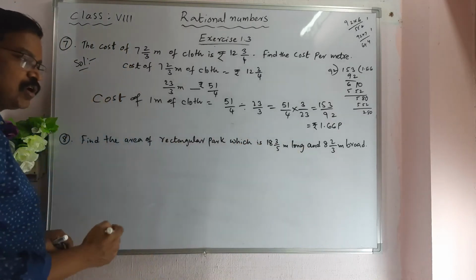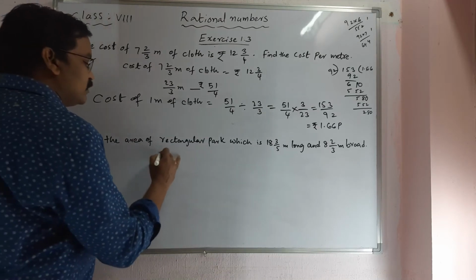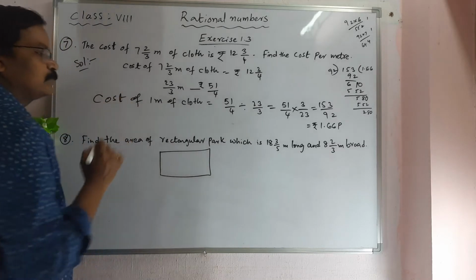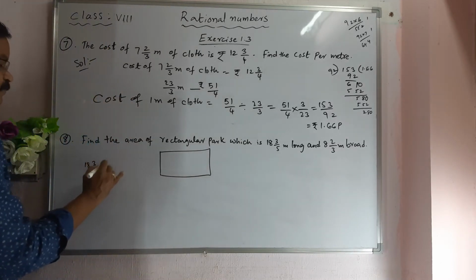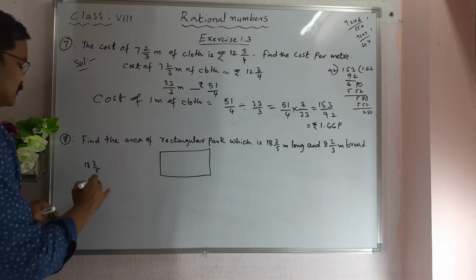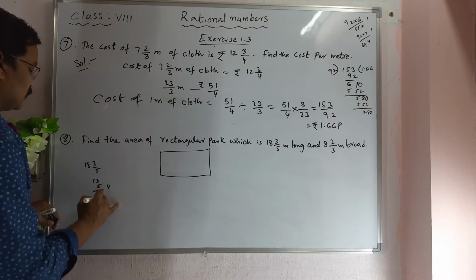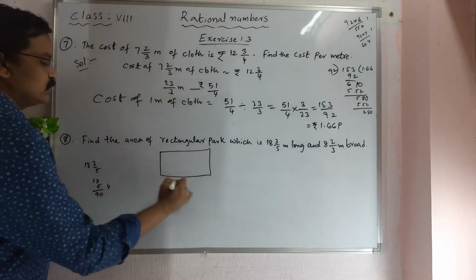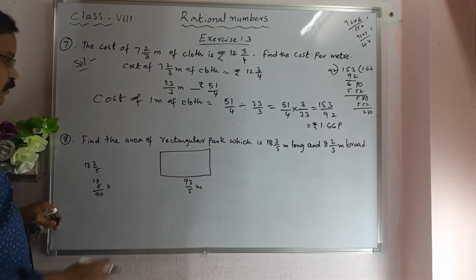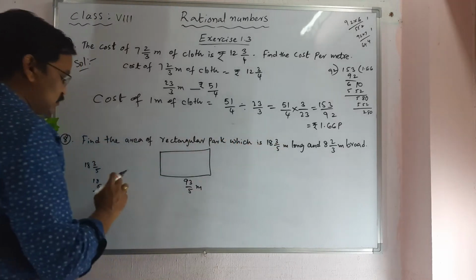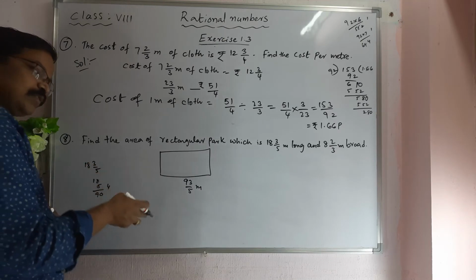Now coming to the 8th question, find the area of a rectangular park which is 18 3/5 meters long and 8 2/3 meters broad. So take a rectangular park here. The length is 18 3/5 meters. That means 18 5s are 90, 90 plus 3, 93/5 meters. This length is 93/5 meters.